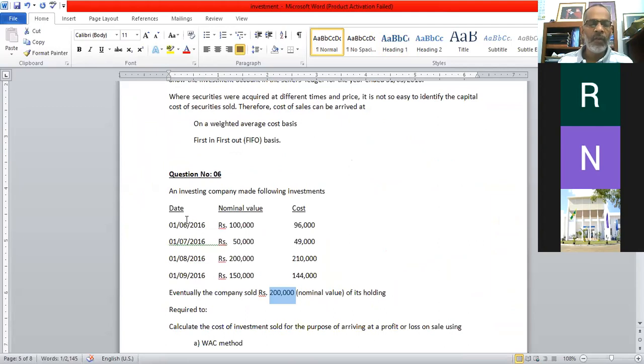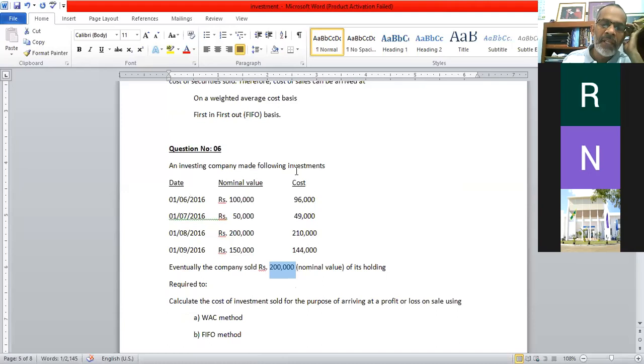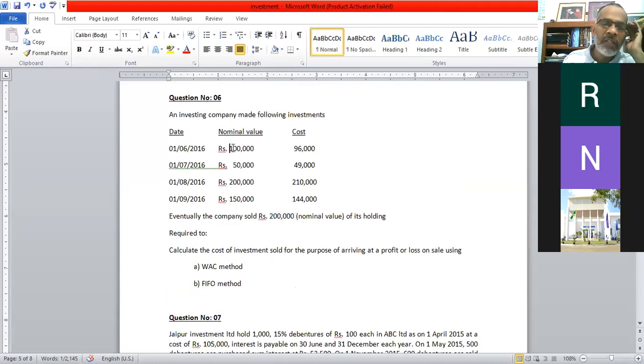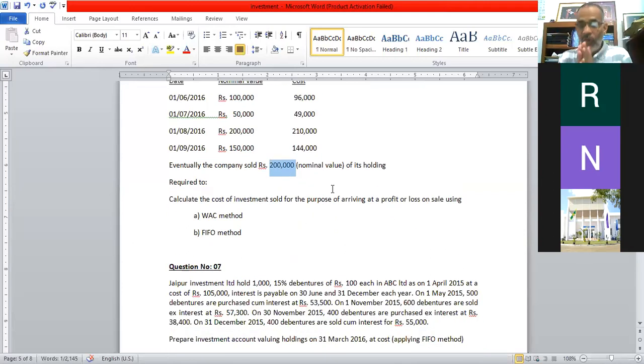Now, partial disposal. Look at the question. This is question number 6. The investing company made the following investments, date and nominal value, cost also is there. The total investment 150, 250, 600. Altogether we have a total of 600. The company did not sell the entire 600, they decided to sell only 200. That is why we have to find out the cost of the item sold to recognize whether we have a profit or a loss under the method. There are two methods suggested, the weighted average cost method or the FIFO method.